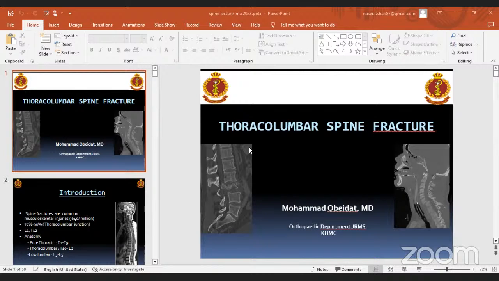Classification of thoracolumbar spine fracture. Then we have 3 common classifications. Basic classification, the three columns, right? This is the historical part. Nobody uses it anymore. And this is Denis, nobody uses it. Just you find it in books and literature.